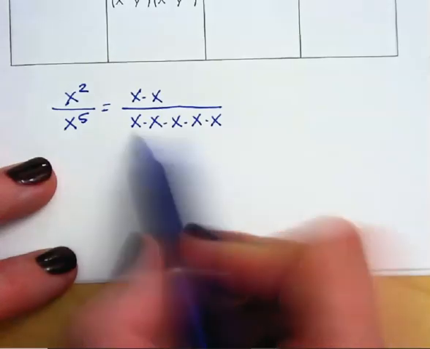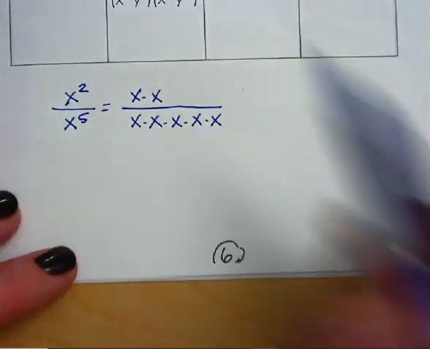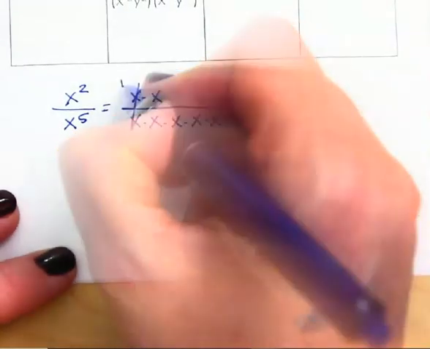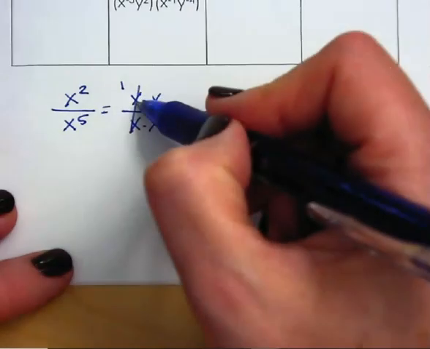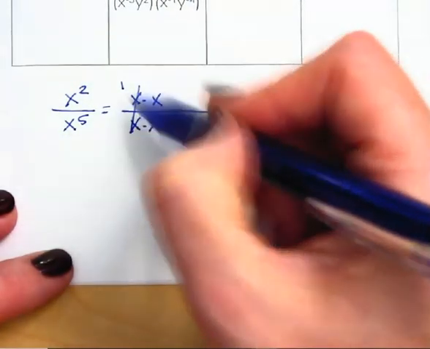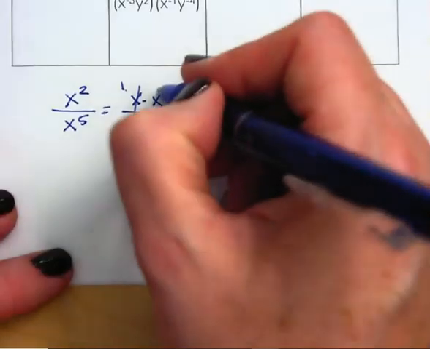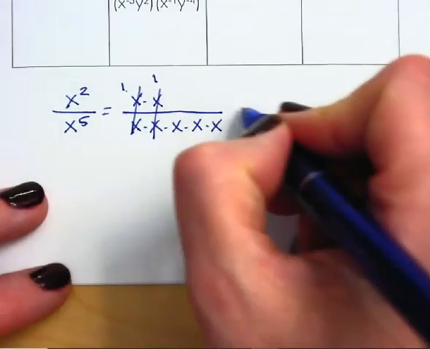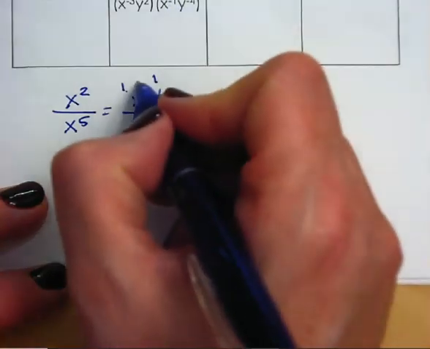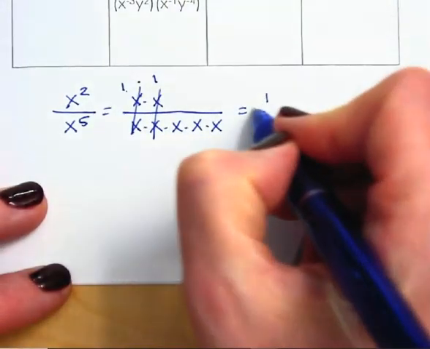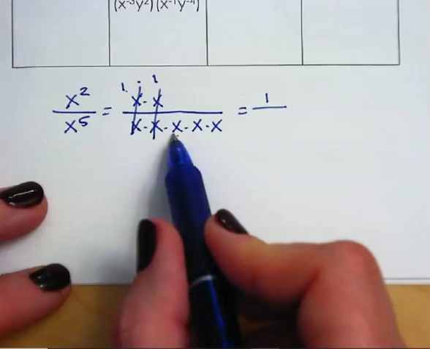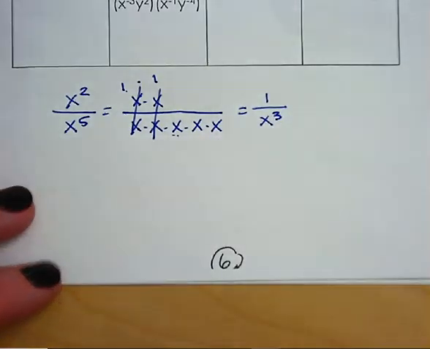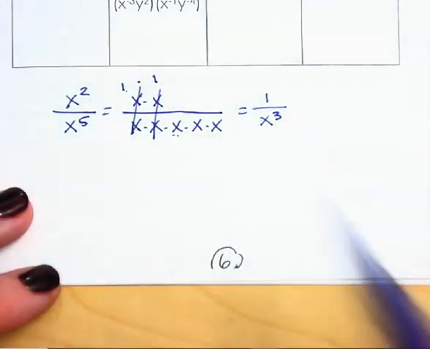2 x's multiplied on top, 5 x's multiplied on bottom. For every pair that's the same top and bottom, it simplifies to 1, because anything divided by itself is equal to 1. These 2 x's simplified to 1, but that's it. I don't have any more pairs. So what I have left over in the numerator is 1 times 1, which is 1. And then on the bottom I have 3 x's multiplied, which is x cubed, okay? So that's a correct way of writing the answer.